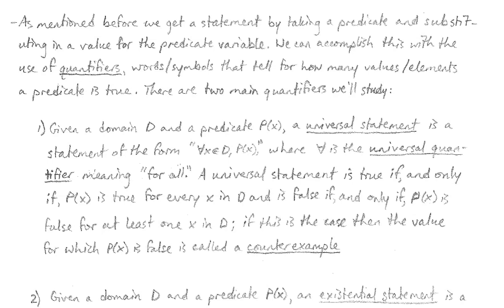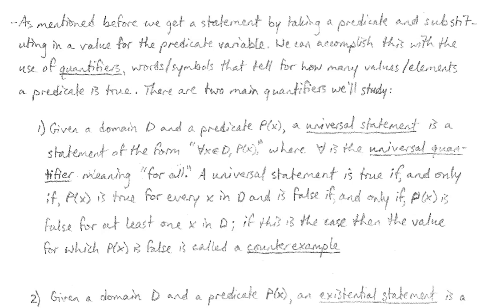Now, another way we can work with predicates and these guys is through the use of quantifiers. As we mentioned before, we get a statement by taking a predicate and substituting in a value or a value for each of the predicate variables. We can accomplish this with the use of quantifiers, words or symbols that tell for how many values or elements the predicate is true.